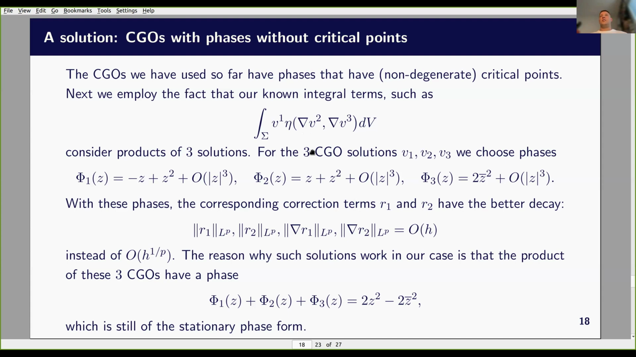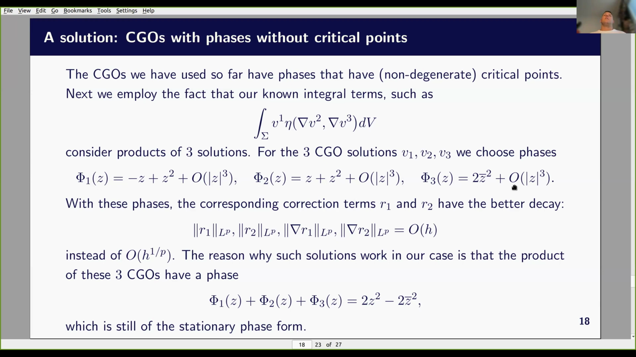By using the fact that we have 3 solutions, we will choose v1, v2, and v3 to have phases which in holomorphic coordinates look like the following. Holomorphic coordinates means that you can view things in the complex plane. So phi 1, the phase function of v1, has minus z plus z squared plus higher order terms. Phi 2 has plus z squared plus higher order terms. And phi 3 will be just 2 times z bar squared plus higher order terms.